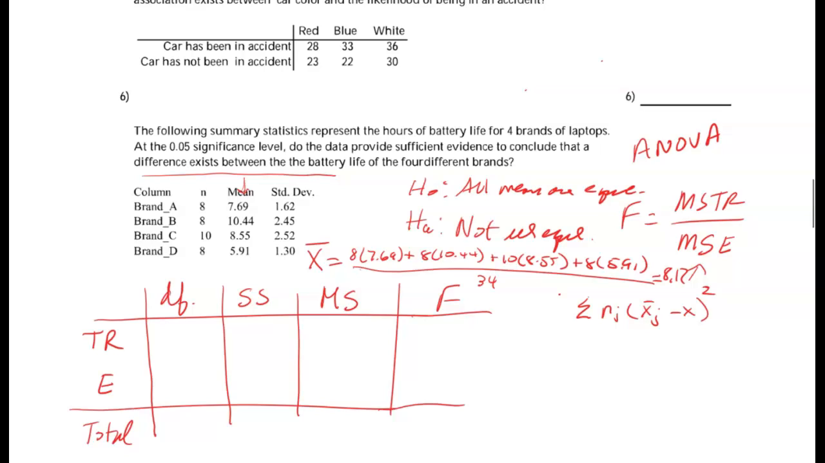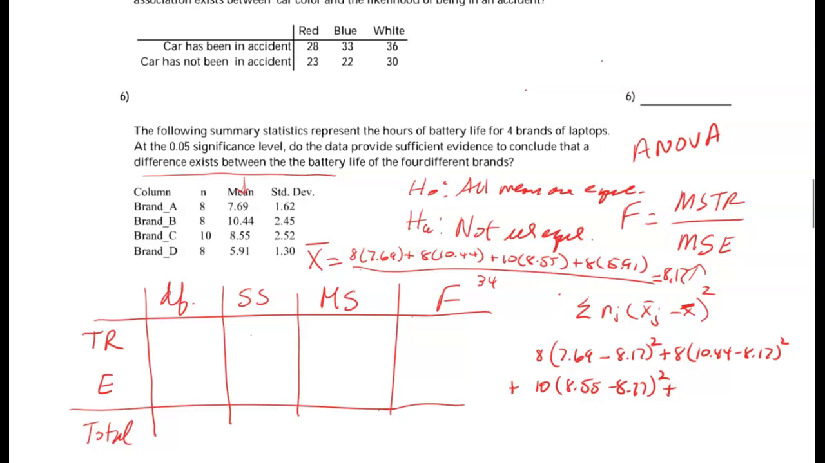This is SSTR, goes in this spot right here. We start with 8 times the mean minus the 8.17, plus the next one is an 8 times the mean minus 8.17. Use the same. This x bar over here is the overall mean. This is the individual sample means. This is the overall mean. Plus 10 times 8.55 minus 8.17, and this one has 4 sets.